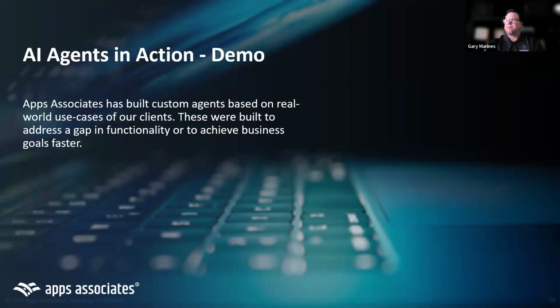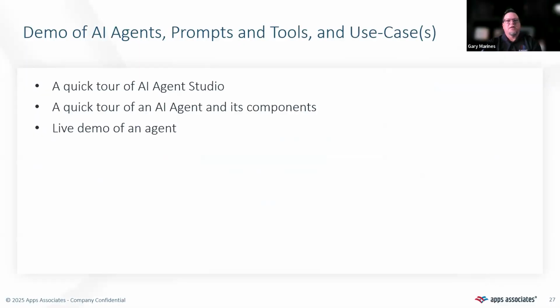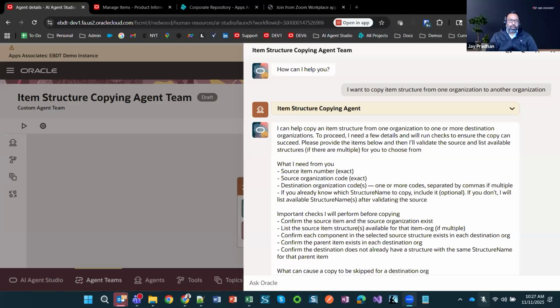So at this point, I'm going to pass this over to our friend Jay. We're going to do some demos. He's going to go over the AI Agent Studio, take a quick tour of an AI agent and its components, and then he'll actually do some demonstrations. So we'd like to spend a bit of time here. So I'm going to stop sharing and pass this over to Jay. Thank you, Gary. Can you hear me and see my agent screen? Yes, sir. Okay, perfect. Let me know if you stop seeing the screen for any reason.